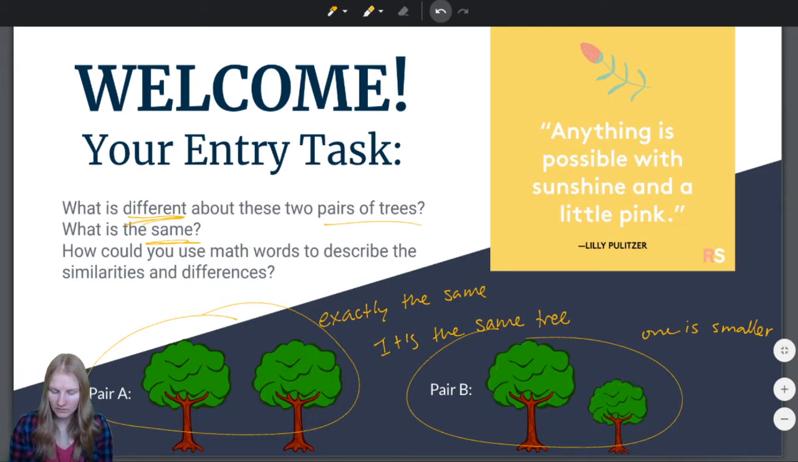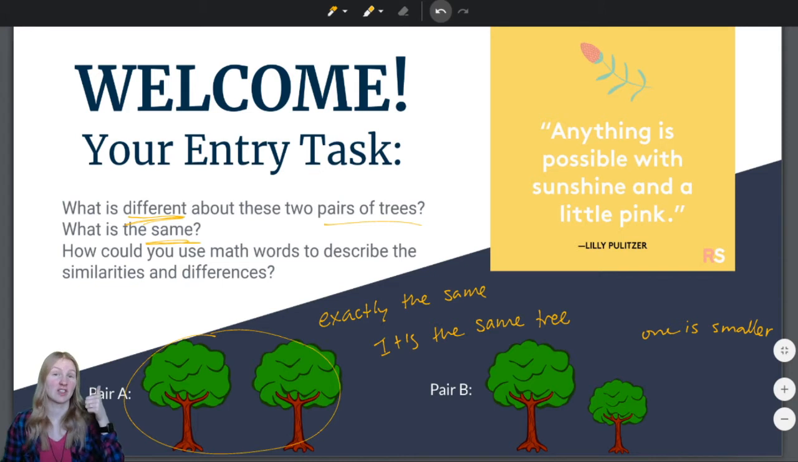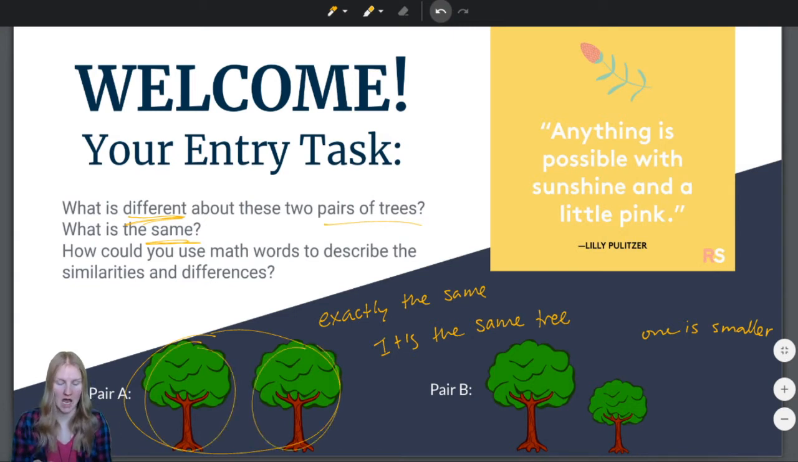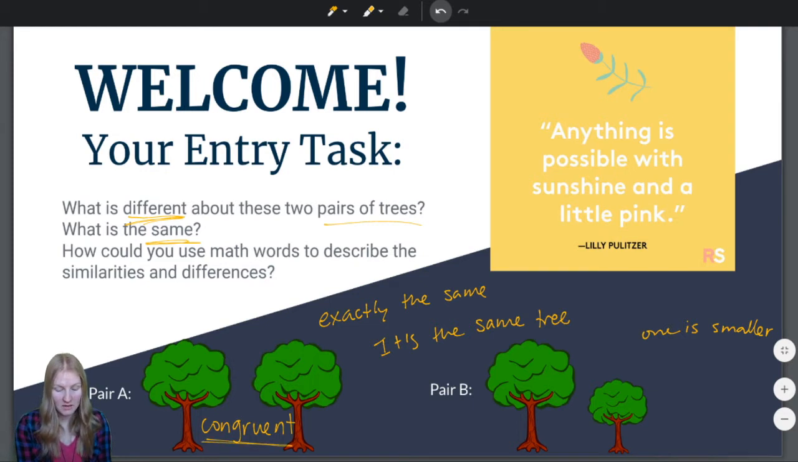Well, we know that if two things are exactly the same, they have the same shape, so they're the same tree, and they have the same size. So the trees are the same size. That means that they are congruent. So pair A, the trees in pair A, are congruent trees.